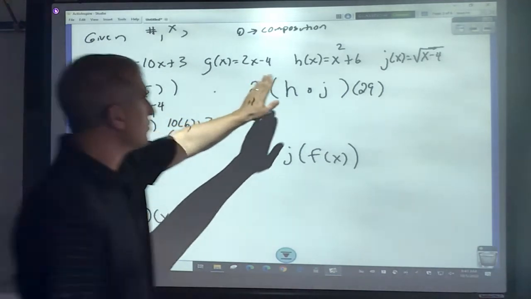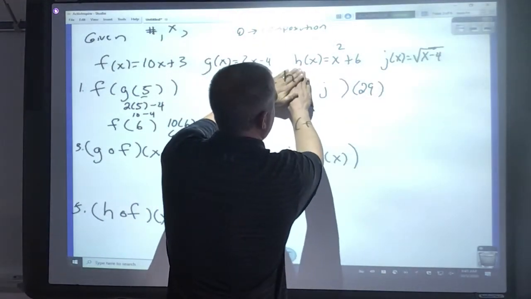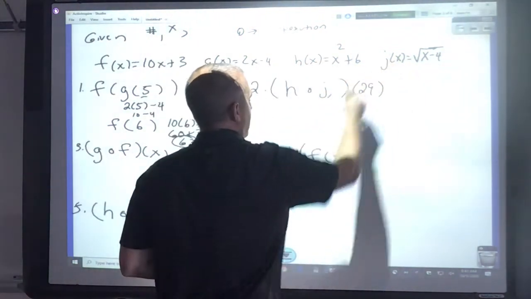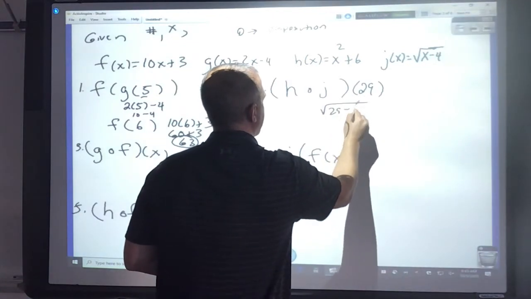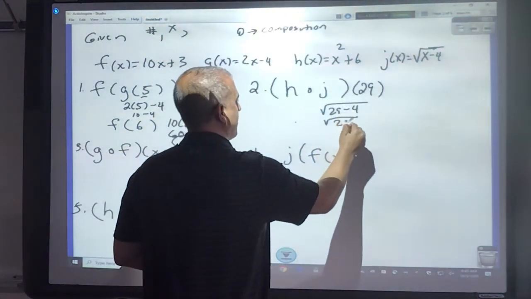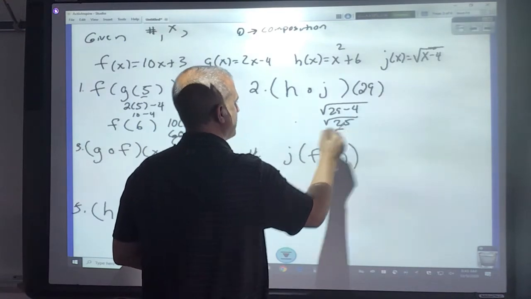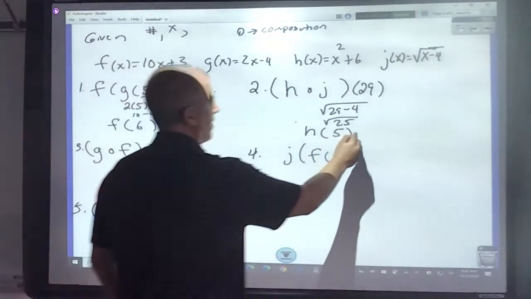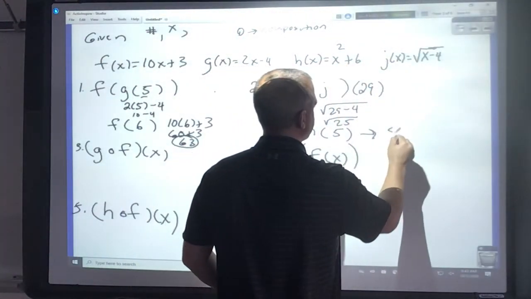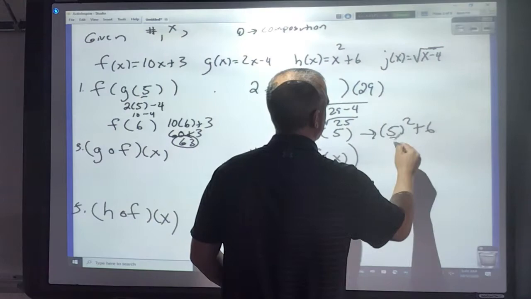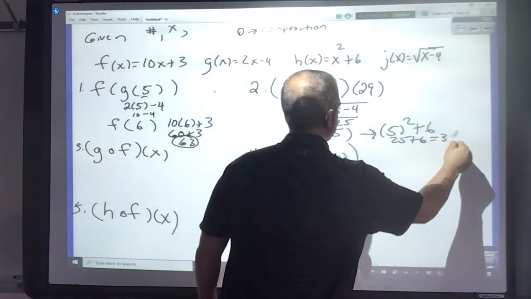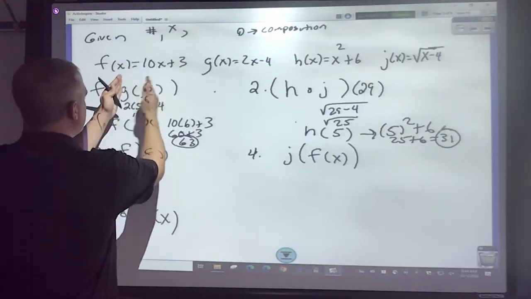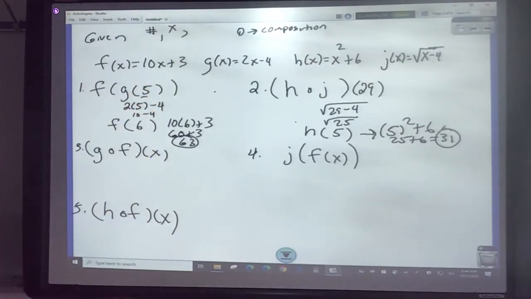So when you look at this one, what you want to do is pretend like the h is not there. So I would do j of 29. I would put 29 in for that. 29 minus 4 is 25. Square root of 25 is 5. So now I'm going to find h of 5. I use the h function. 5 squared plus 6, that's 25 plus 6, which will be 31. I would keep it as simple as that. Evaluate the closest part. Whatever the result is, then evaluate the next letter.